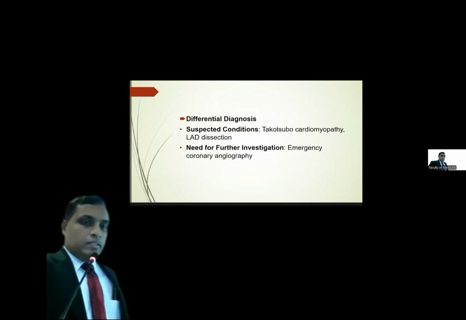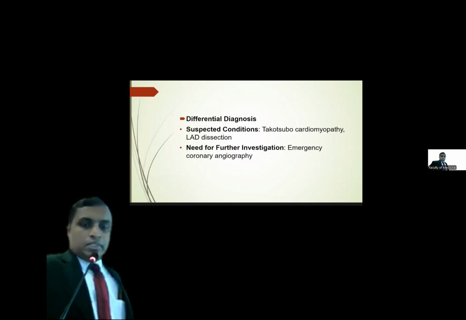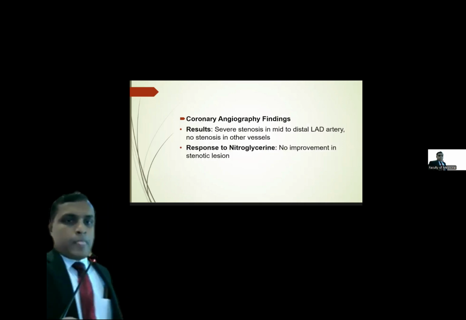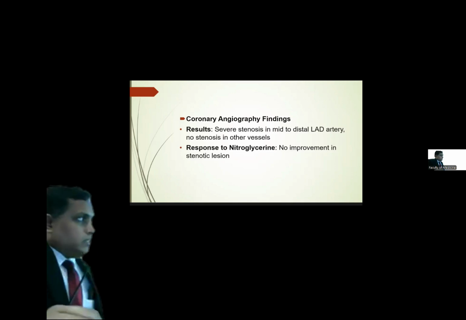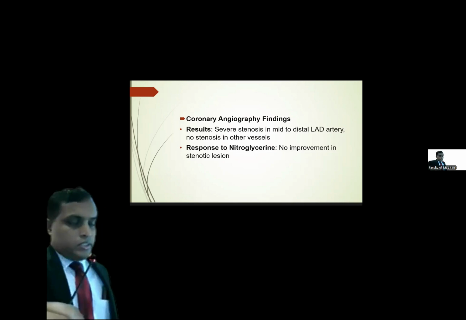So suspect, then the differential diagnosis: Takotsubo cardiomyopathy, that is a stress-induced cardiomyopathy, or left anterior descending artery dissection. Then the patient was taken to the cath lab and an emergency coronary angiogram was done. It showed severe stenosis of the left anterior descending artery from mid to distal, and other vessels are normal. So we gave intracoronary nitroglycerin, but there was no improvement in the stenotic lesion.